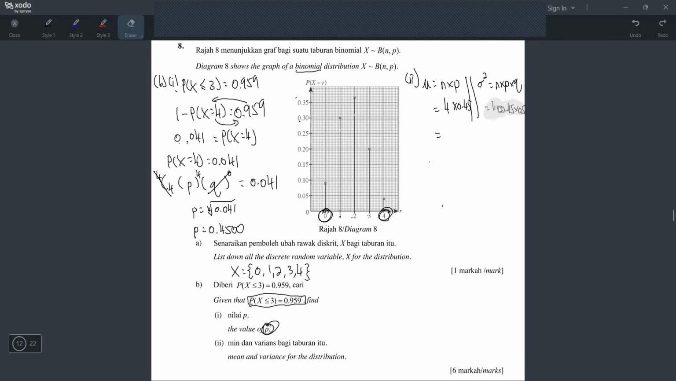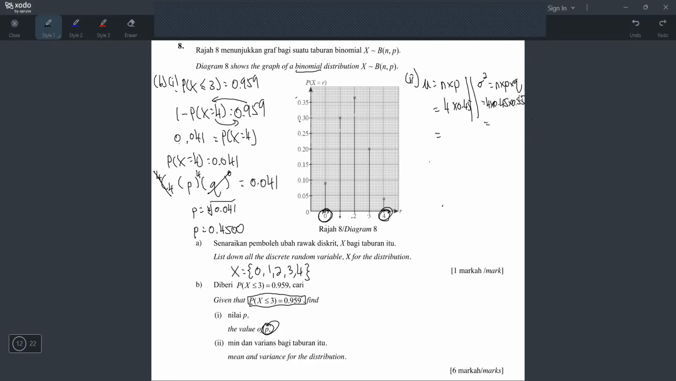Okay, let me erase and write nicely. Okay, so 4 times 0.45 times 0.55. How do I know the q is 0.55? Because I take 1 minus p, that's 1 minus 0.45. That's how I get the q, the probability of failure.